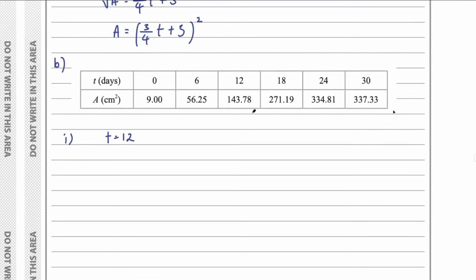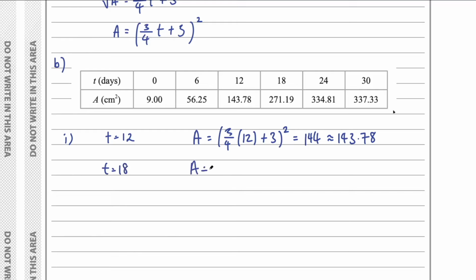So starting at t equal to 12, let's find a. A would be 3/4 times 12 plus 3, squared. 12 divided by 4 is 3. 3 times 3 is 9 plus 3 is 12. 12 squared is 144. So the first area we get is 144, which is pretty close to 143.78, the actual measured area. So we can say this is approximately equal to 143.78.